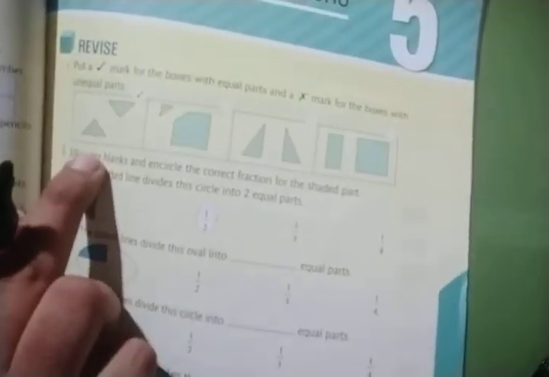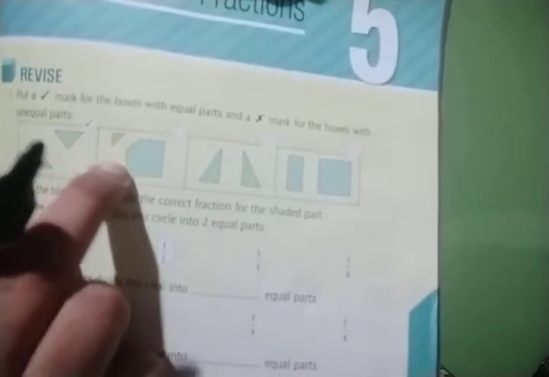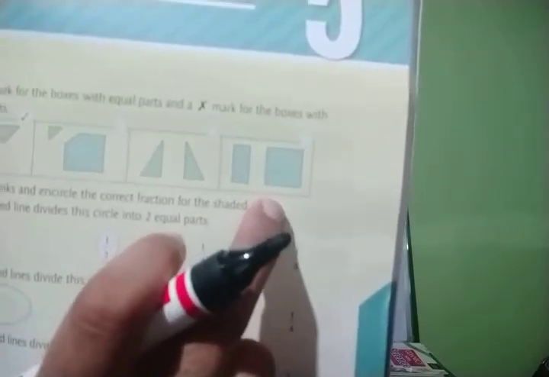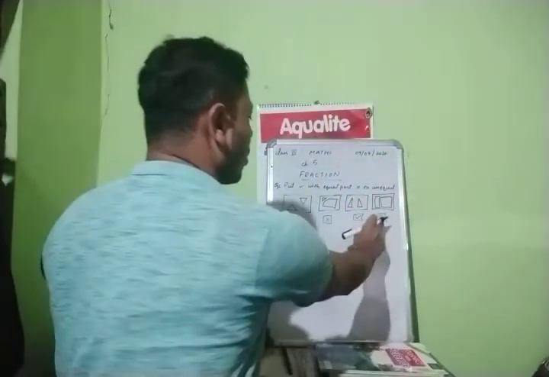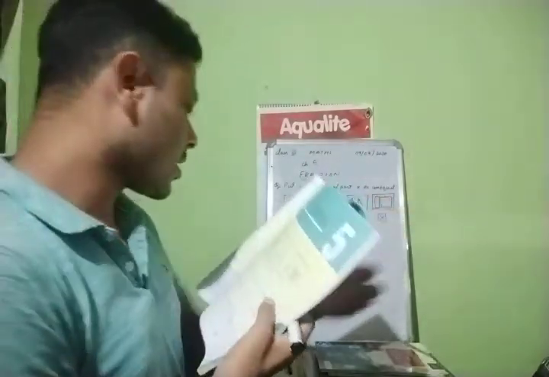See here, this picture, triangle and triangle. Both are same in size. Yes. See here and here. Is this same? No. See here and here. Is this same? Yes. See these pictures. Are they same? No. So that's why we have put a cross there. Right? Okay. Now we will do question number 2.